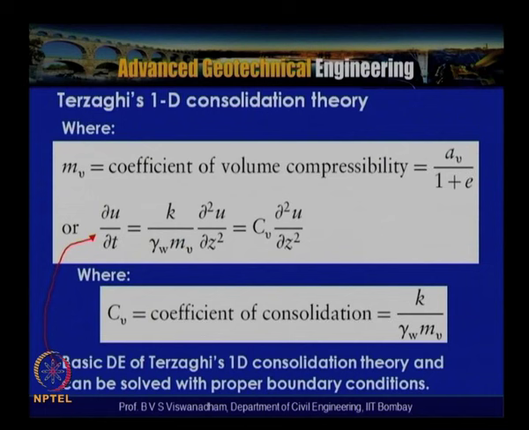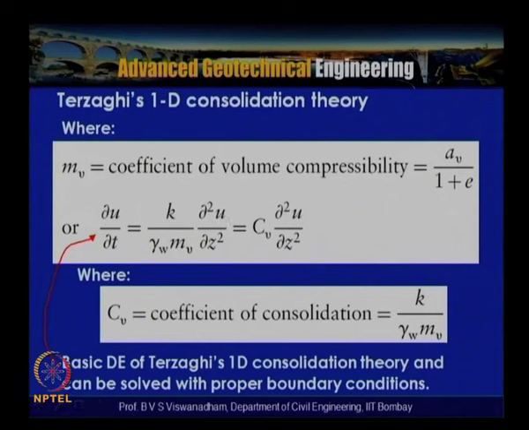So if you look into this here, k, the coefficient of permeability, is related as cv γw mv. So the coefficient of permeability k is equal to cv γw mv. mv is the coefficient of volume compressibility, and γw is the unit weight of water. And in the basic differential equation, cv is nothing but the coefficient of consolidation. The units of this coefficient of consolidation are meters squared per second.